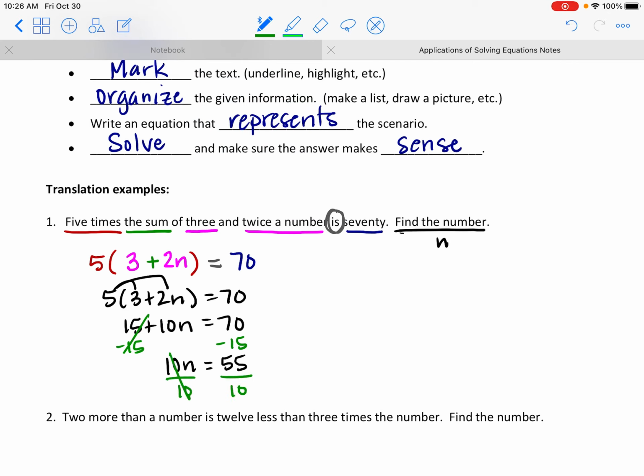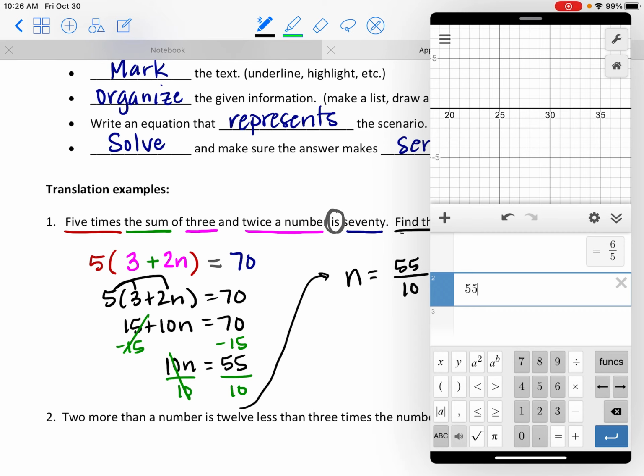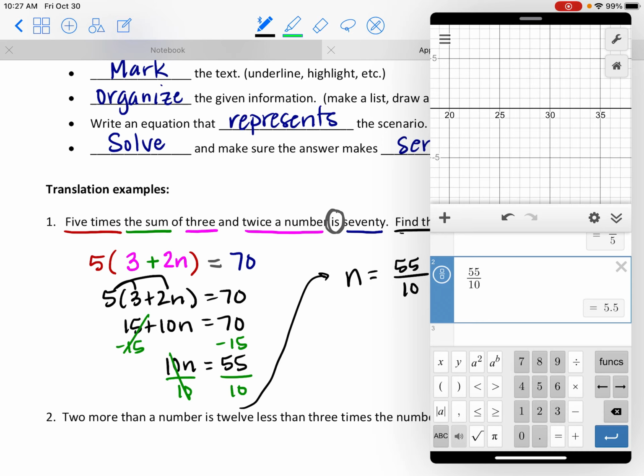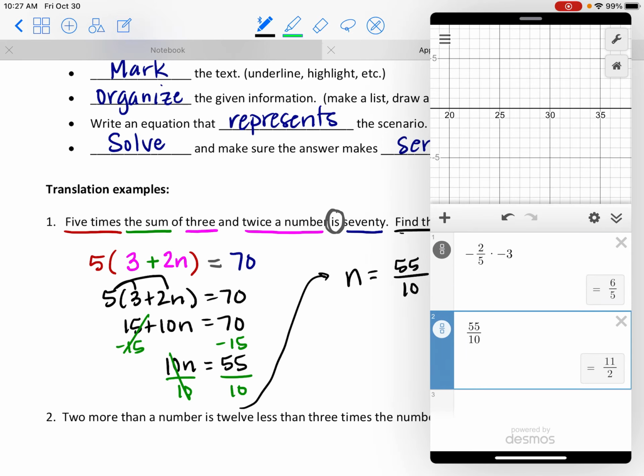So that's going to reduce out to 1. So we are left with 1n equal to 55 over 10. Now 55 over 10 reduces. 5 is going to go into 55 11 times, and it's going to go into 10 twice. So 11 halves, or if you prefer the decimal, 2 goes into 11 5 times with 1 out of 2 remaining, so 5.5. Now if you don't want to do that work in your head or by hand, 55 over 10, there's your decimal, 5.5, or if you want the reduced fraction, 11 halves.